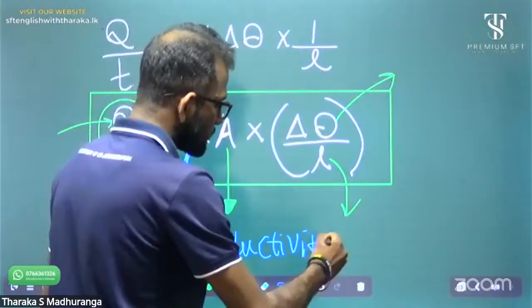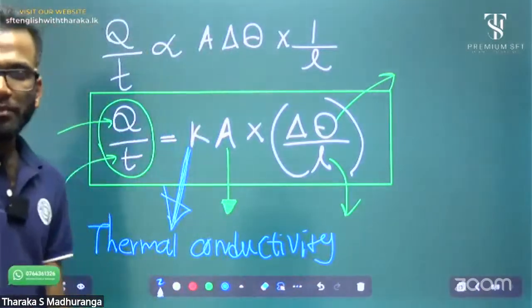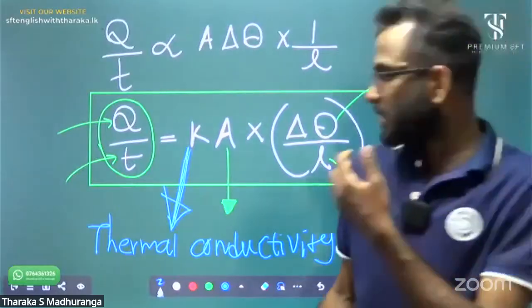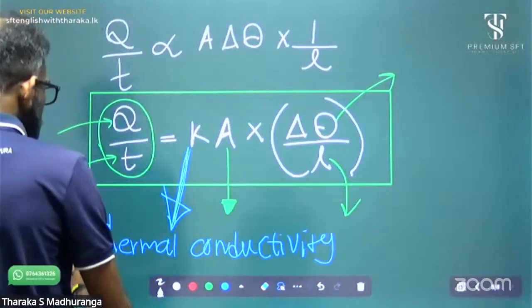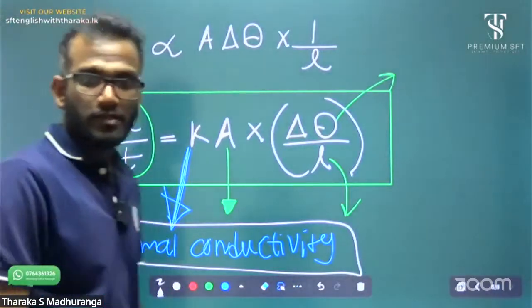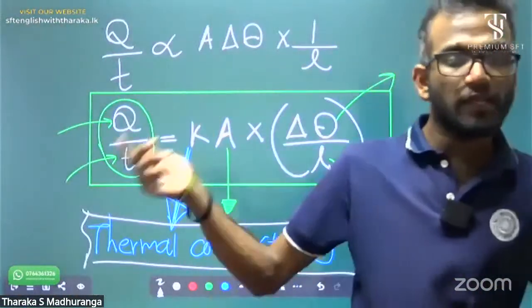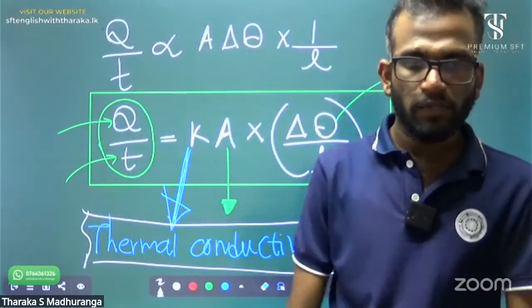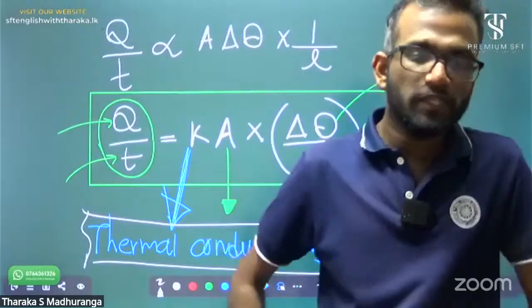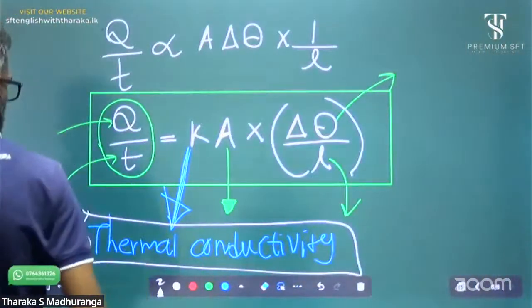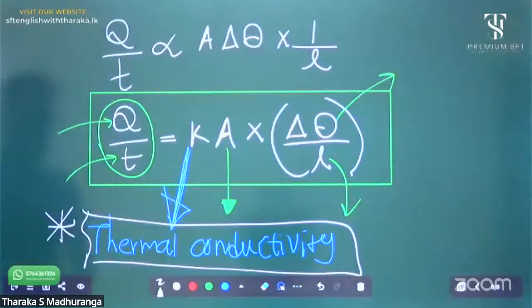Thermal conductivity is the name. Thermal conductivity, that's K. The thermal conductivity is a factor that depends on the material type. That's correct. When you change the material type, the value is specific to the material. Material to material, it will change. That's okay, but you have to remember this now.